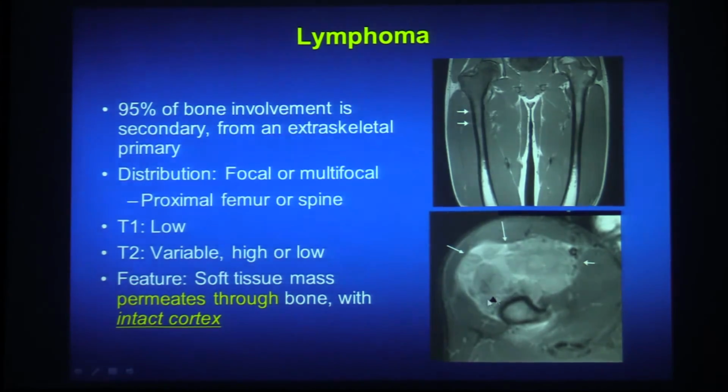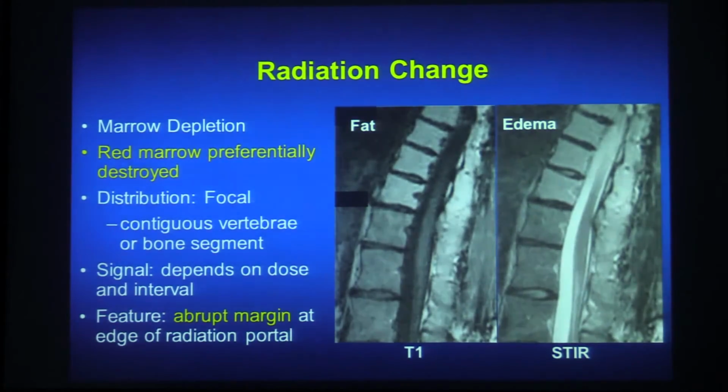is not only the presence of a soft tissue mass, but characteristically that the cortex appears intact. So you have an abnormality in the marrow, you have an abnormality extending and giving you a soft tissue mass in the soft tissues, but it doesn't break through and destroy the cortex. Rather, the cortex tends to be intact, and they talk about the lymphoma seeping out through the bone or permeating through the bone. We also encounter changes related to post-radiation.